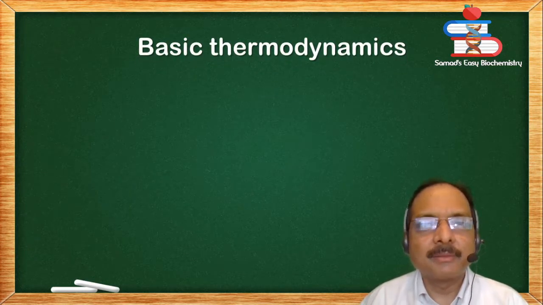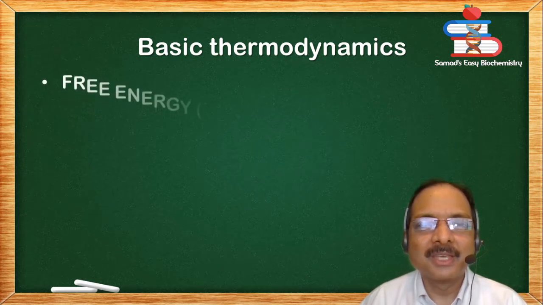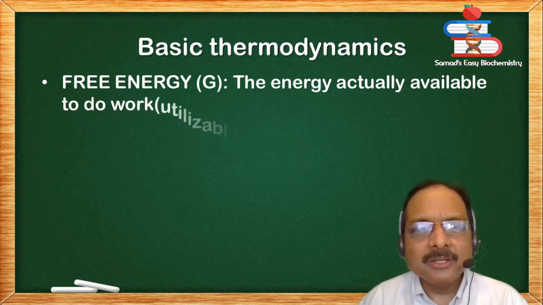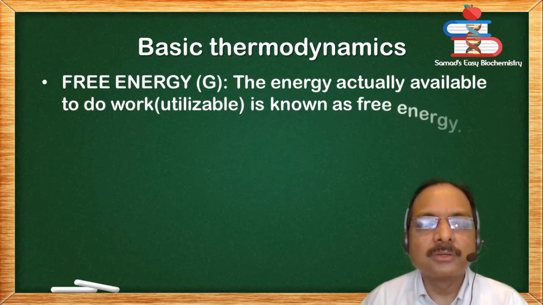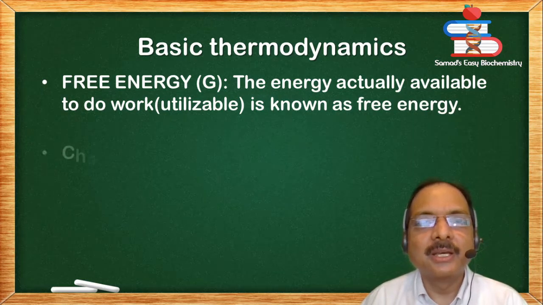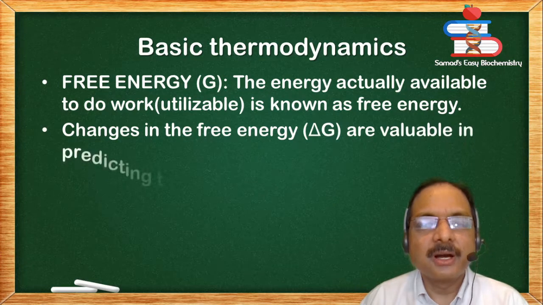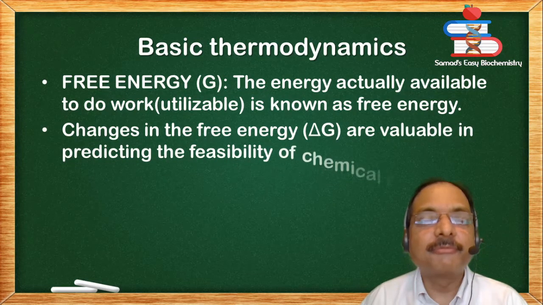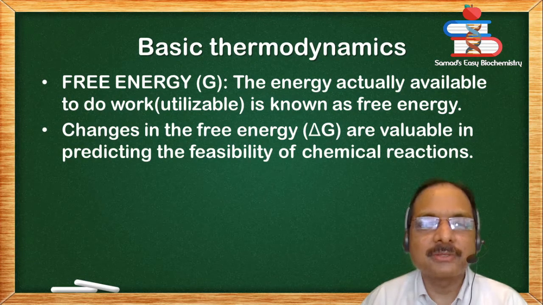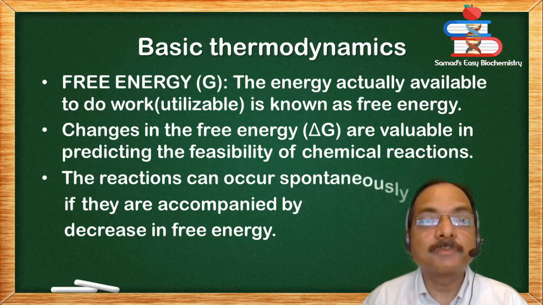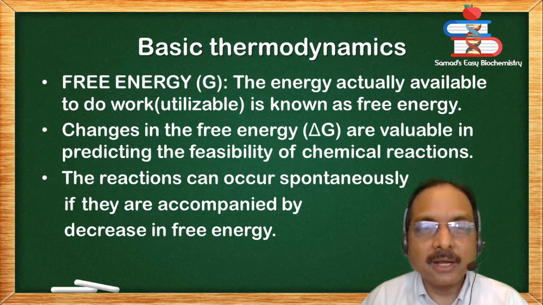Let's see some basic thermodynamics. Free energy, represented by capital G. The energy actually available to do work, utilizable, is known as free energy. Changes in the free energy are valuable in predicting the feasibility of chemical reactions. The reactions can occur spontaneously if they are accompanied by a decrease in free energy, Gibbs free energy.